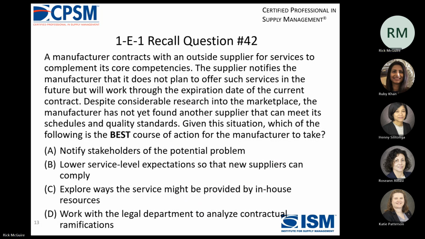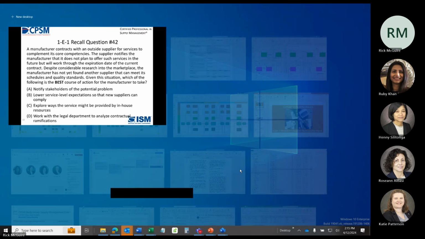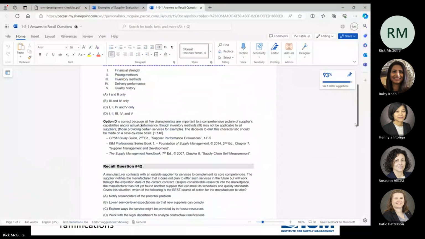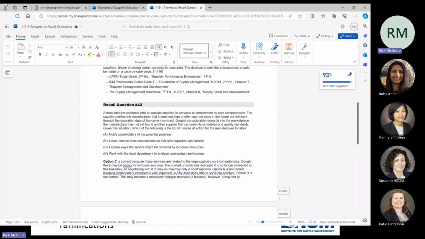Any guesses here? Usually you can throw out two of them. So A, yeah, we're not going to do that. ISM would never do that. B, lower service level. That doesn't sound like a good thing. So then you're down to C and D. Anybody want to take a guess? C? Yeah, that's what I would go with. C it is.